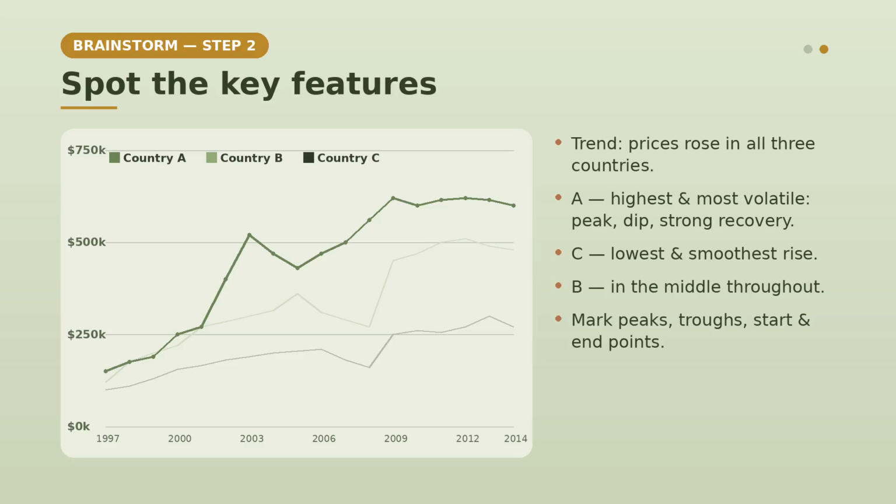Step 2. Spot the key features. Prices rose in all 3 countries. Country A is the highest and the most volatile, with a sharp peak, a dip, and then a strong recovery. Country C is the lowest and the smoothest. Country B is in the middle. Mark the peaks, the troughs, and the start and end points. These are what you will describe.